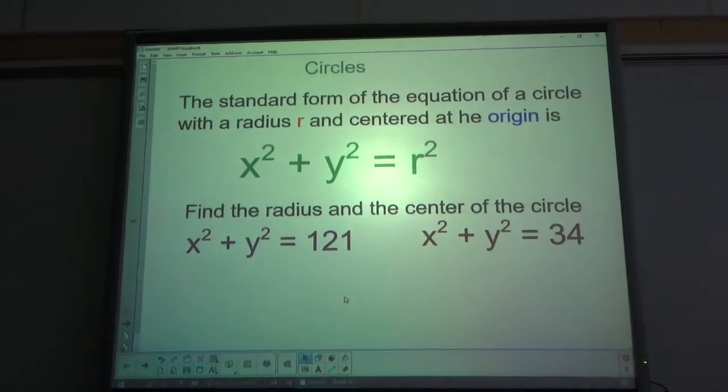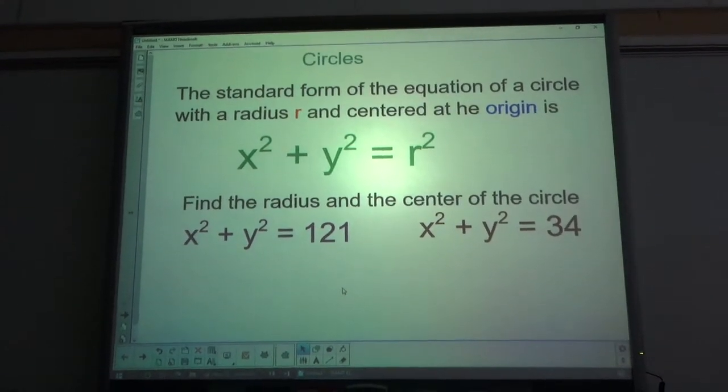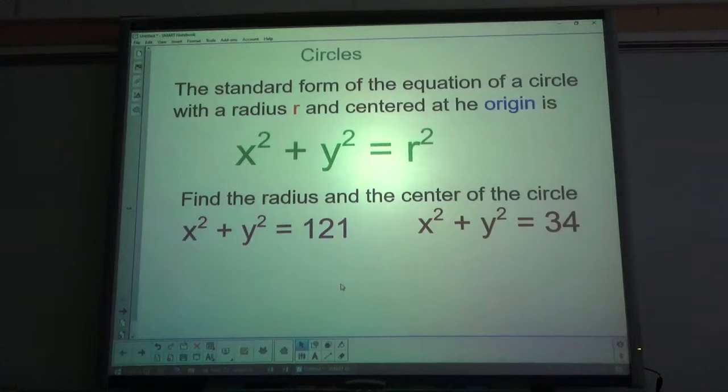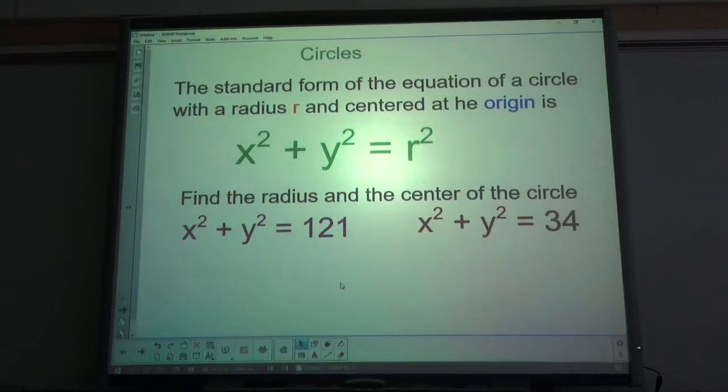Welcome. Today we're going to talk about circles and the equation of a circle. The standard form of the equation of a circle with radius r and centered at the origin, 0, 0, is x squared plus y squared equals r squared.